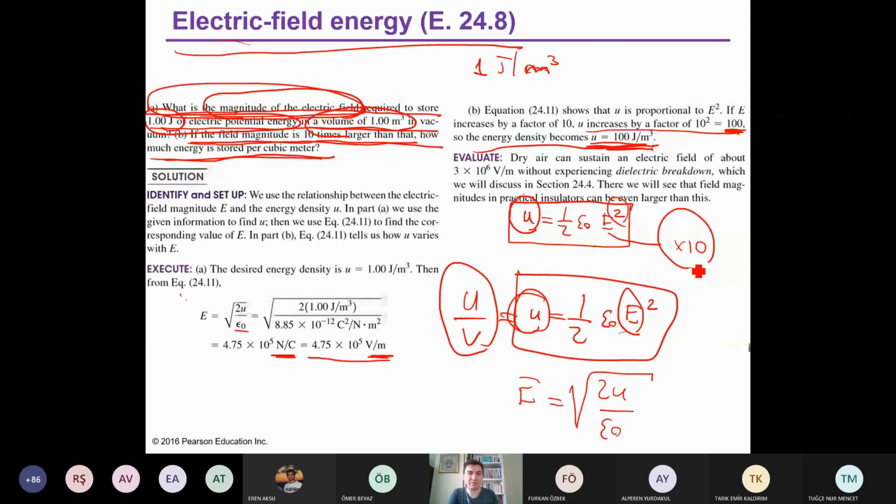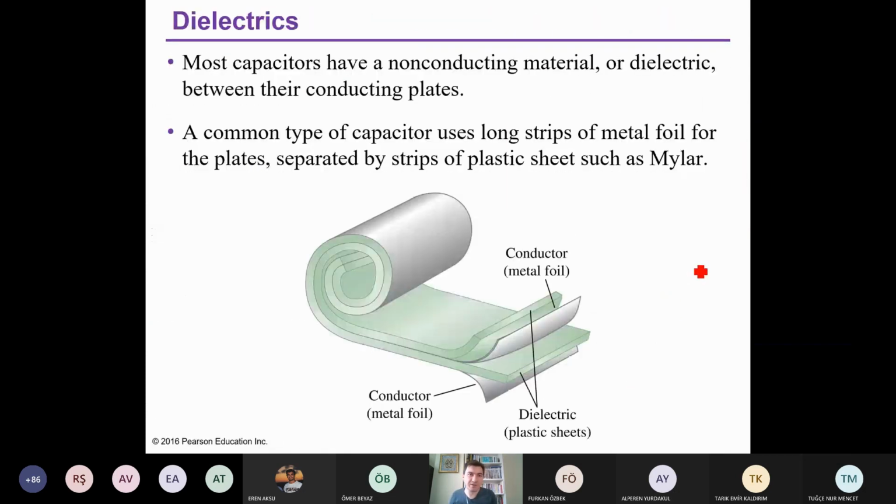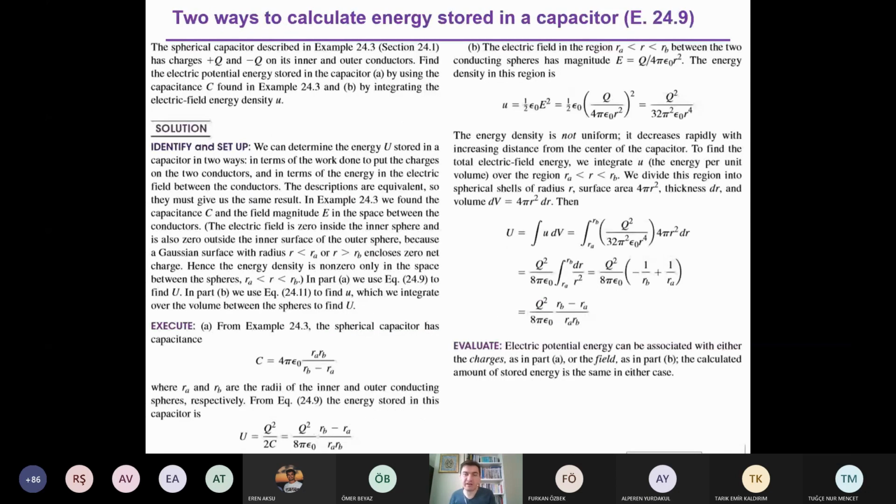Let me finish this part of my lecture with this last example: 2 ways to calculate energy stored in a capacitor. The spherical capacitor described in example 24.3, we have discussed this example, has charges positive Q and negative Q on its inner and outer conductors. Find the electric potential energy stored in the capacitor. U is asked, by using the capacitance found in example 24.3 and by integrating electric field energy density. So, electric potential energy stored in the capacitor is asked, but you can calculate this U in 2 ways.